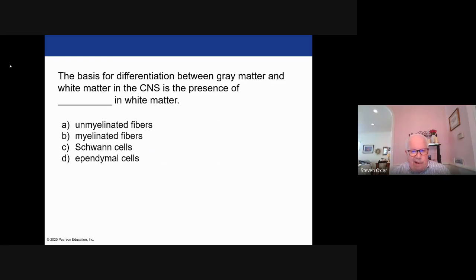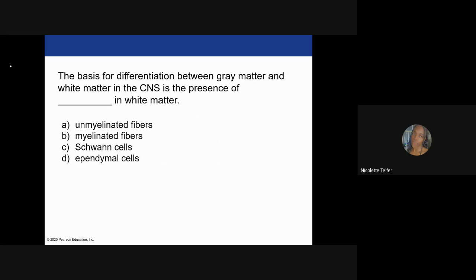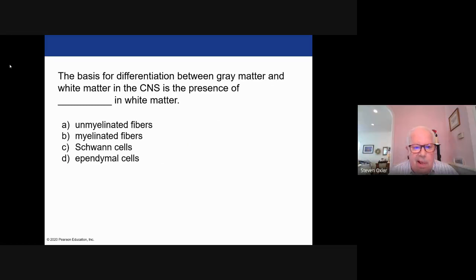This is the definition of white matter. What's the definition of white matter? Is it B? Say it again. Is it myelinated? B? Yeah, it's B. Very good. I just didn't hear you. Myelinated fibers. Okay. The definition of white matter is that it has myelinated fibers in it.